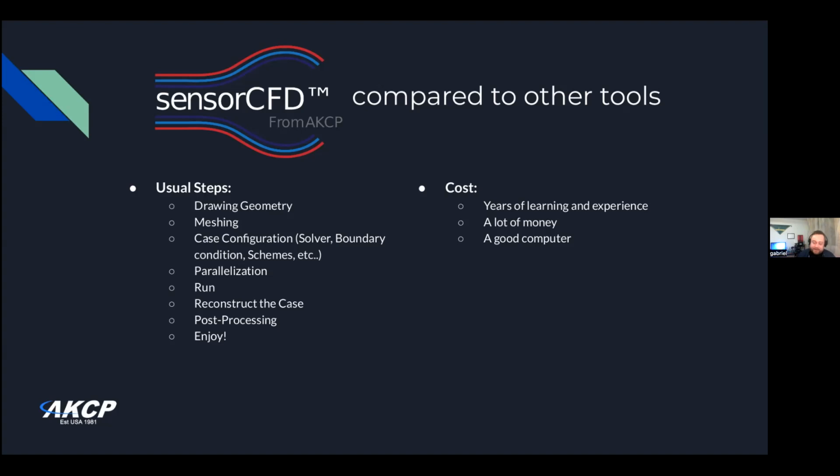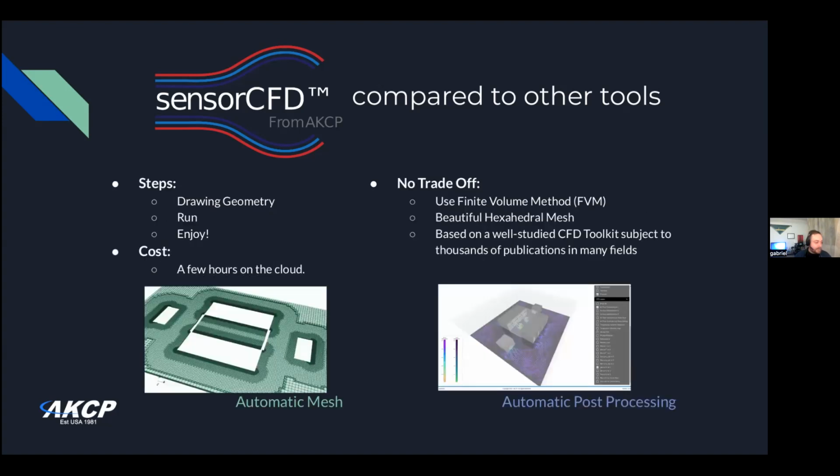It costs a lot of money for specialized software. It takes a lot of years to learn all the small tricks and everything. And yes, you have to have a really good computer. So if you use sensorCFD, we cut most of those steps, pretty much all of those steps. So you draw your geometry and you run. The meshing still happens, but it's made on the server, so you don't have to do anything.